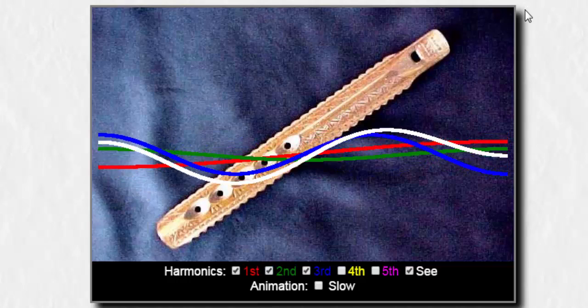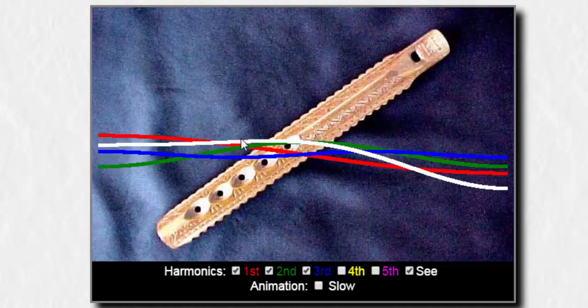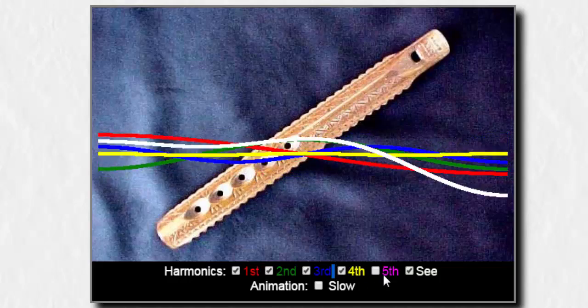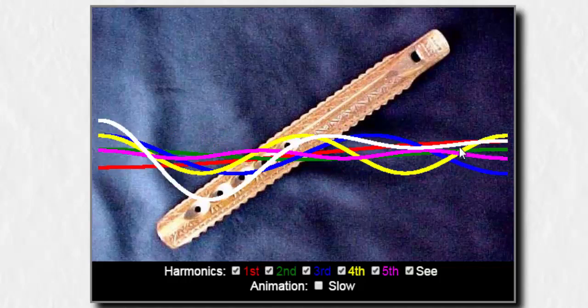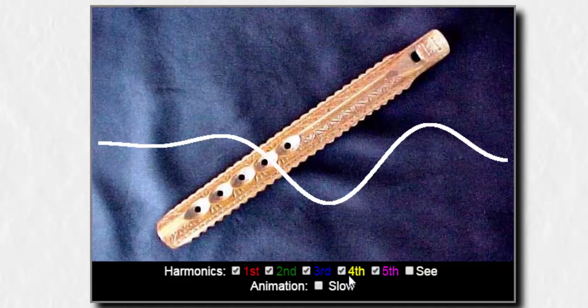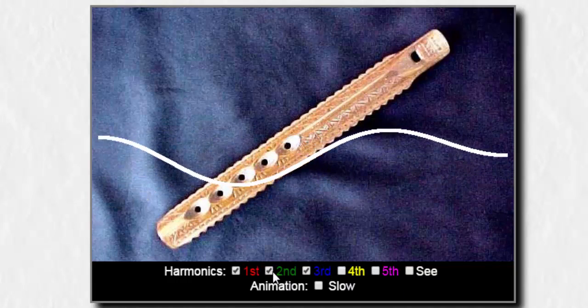So for a double-ended pipe, what we're really seeing is the first, second, and third, maybe the fourth, maybe the fifth. It gets very, very complicated. And so what do all those added up look like? Well, they look like the white wave. And the more harmonics we take off, the simpler that wave gets.